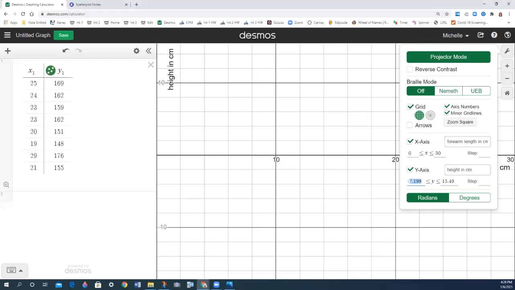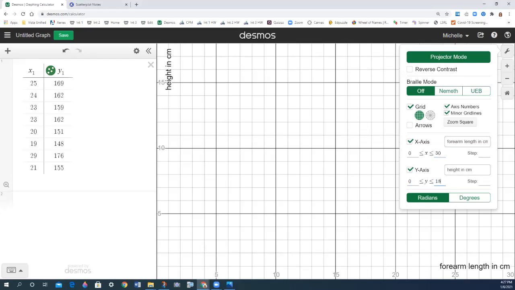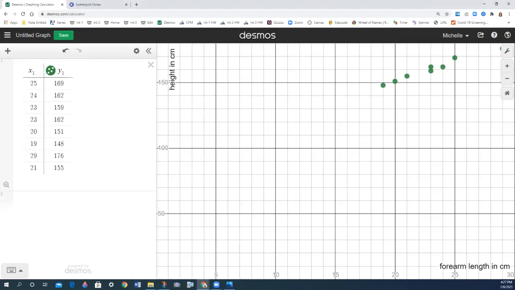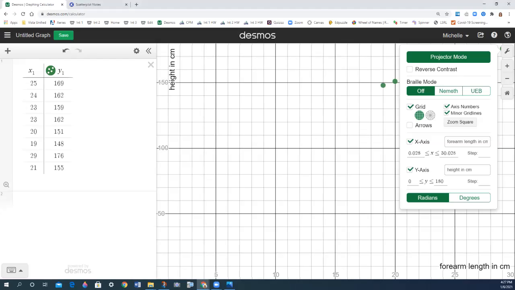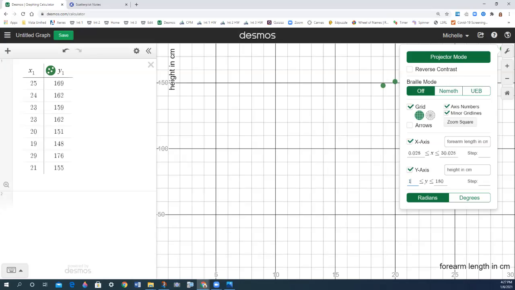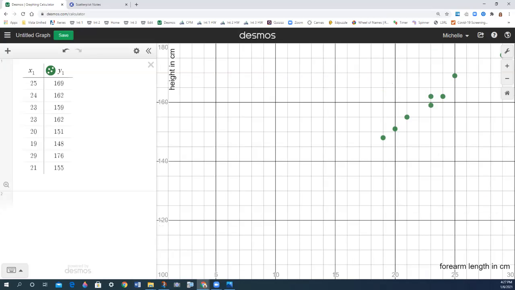And then for this, the maximum here looks like it's about 176, so maybe I'm gonna go up to 180. Now I can go from 0 to 180, and you can kind of see my graph's scrunched over here. Now for statistics, sometimes the data is so far in one direction that it's okay if you don't have it starting at 0. So I'm going to say maybe from 100 to 180, just to get a better feel of this graph, so you can see that there.